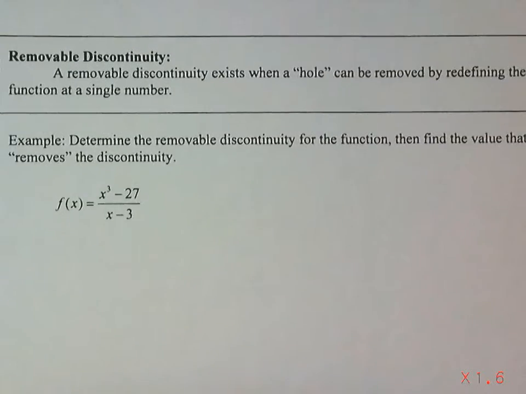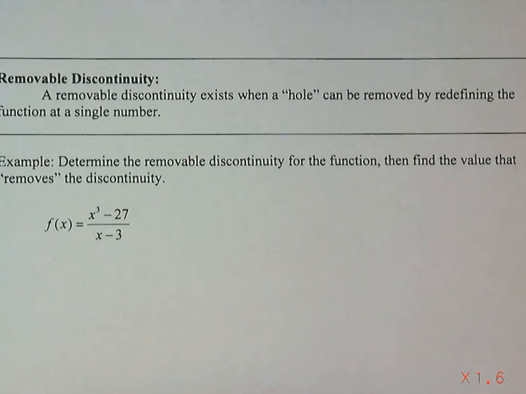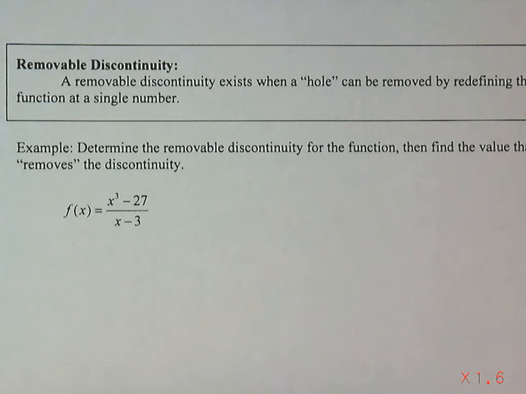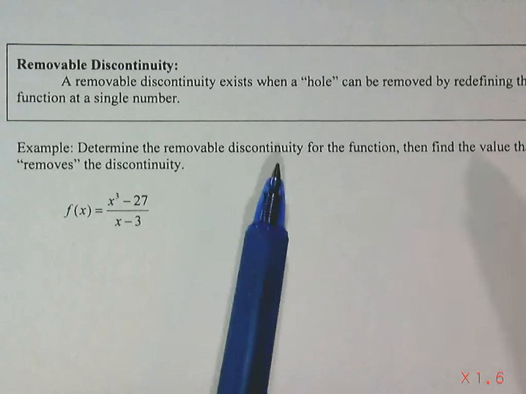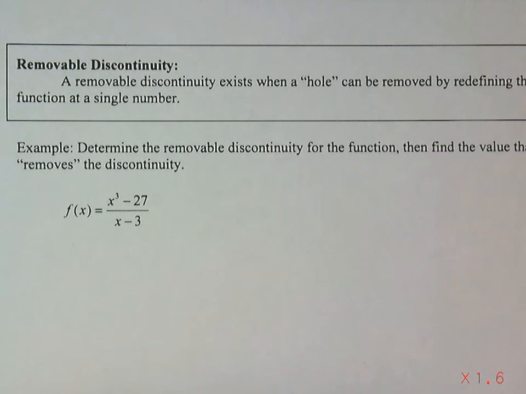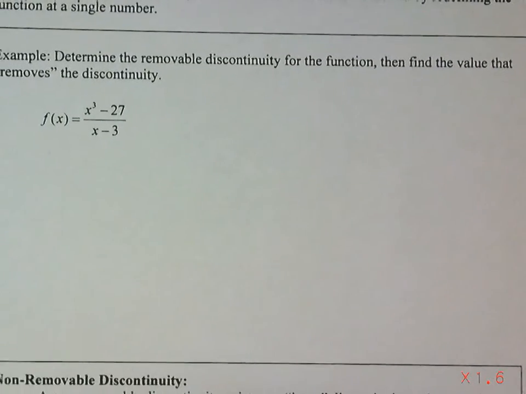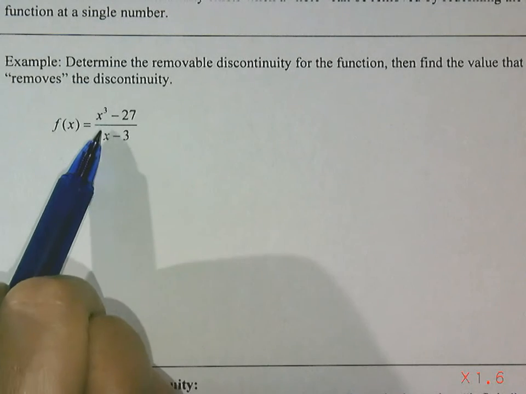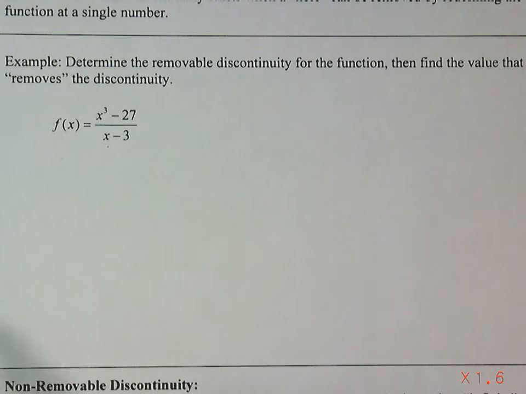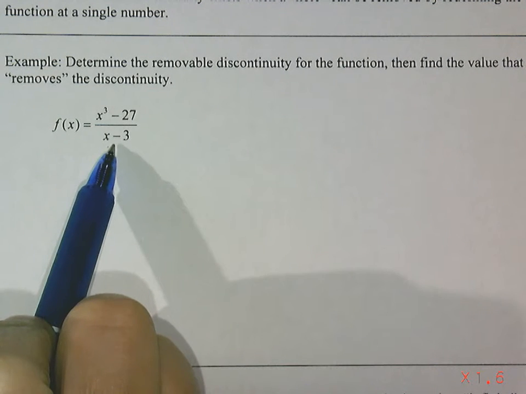Now we're going to just discuss removable discontinuities. A removable discontinuity exists when a hole can be removed by redefining the function as a single number. And you first started talking about these in Algebra 2. So we're going to look at this and determine the removable discontinuity for this function, and then we're going to find the value that actually removes the discontinuity. So this is x cubed minus 27 over x minus 3. I know it is discontinuous at x equals 3.